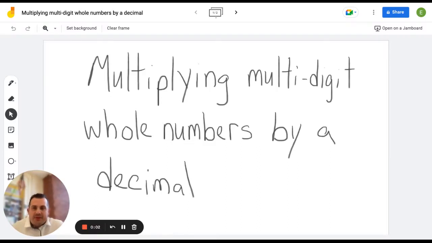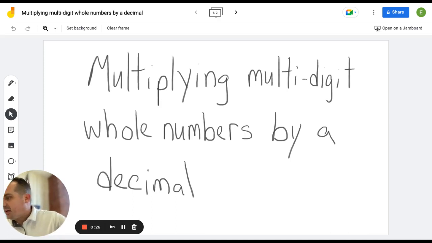Okay, I wanted to do this video on multiplying multi-digit whole numbers by a decimal. So we have done multiplying multi-digit numbers by multi-digit numbers. Now we're just going to multiply them by a decimal.